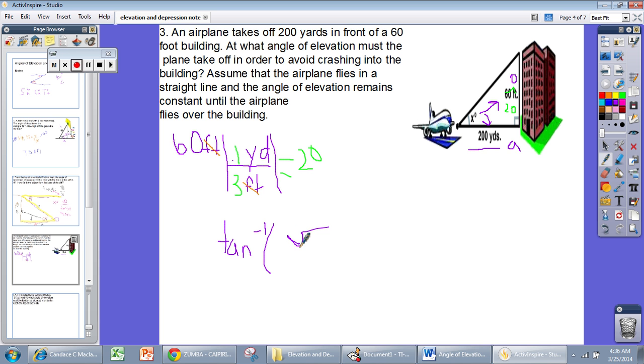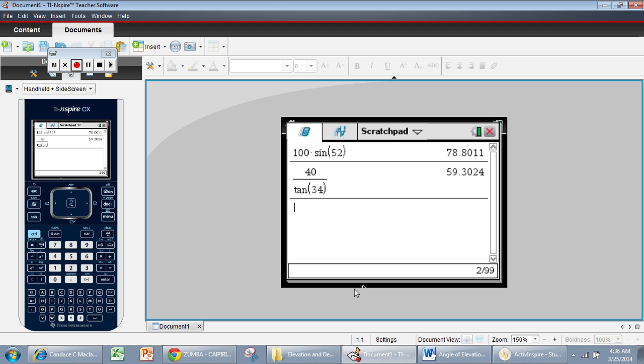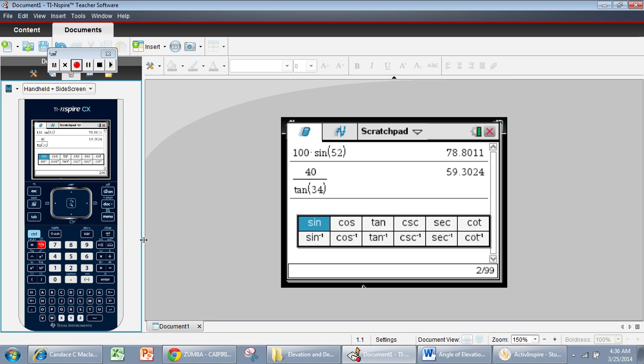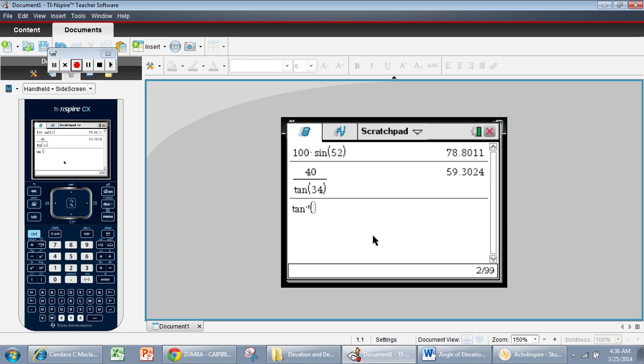So 20, that's supposed to be 20. I'm not sure what's going on with that. So 20 over 200. Okay, so let's go ahead and plug that into our calculator. So this time you don't want the regular one, you want the inverse. And we're doing 20 over 200.